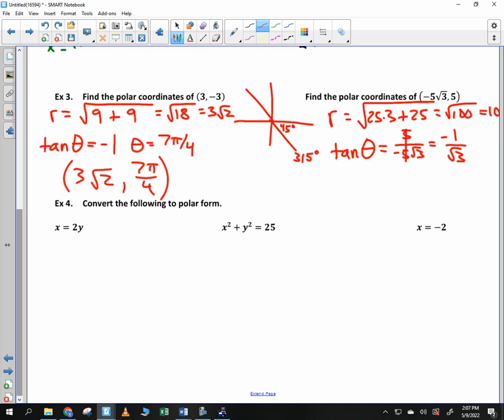Where is tangent negative? 2 and 4. Which quadrant is this in? Second quadrant. If I inverse tangent of 1 over the root of 3 on my calculator, what do you come up with? 30 degrees. So if that's 30 degrees, what is that angle? 150 degrees, otherwise known as 5 pi over 6. So I have 10, 5 pi over 6. That's my angle.